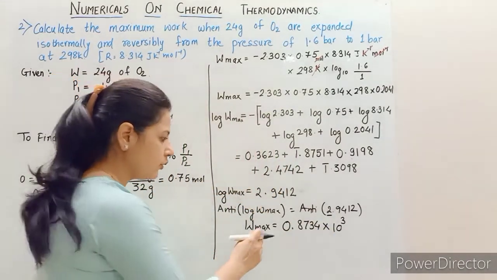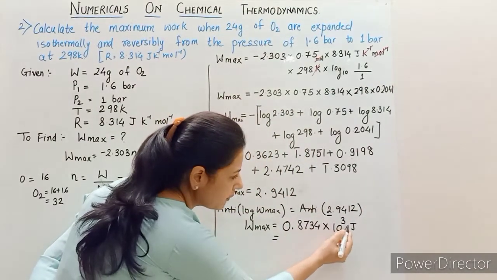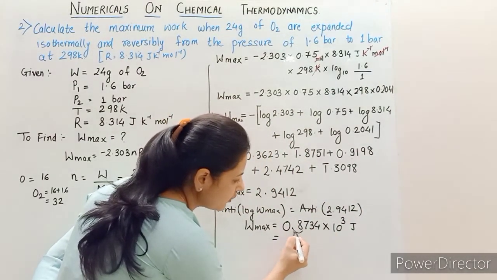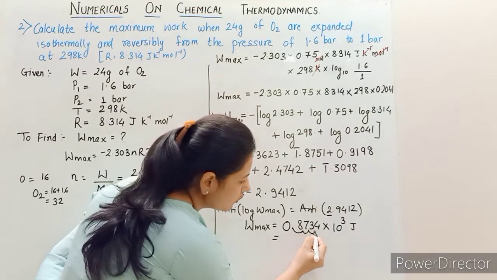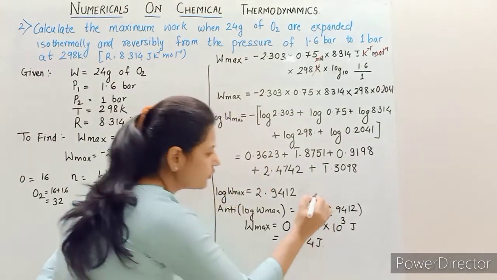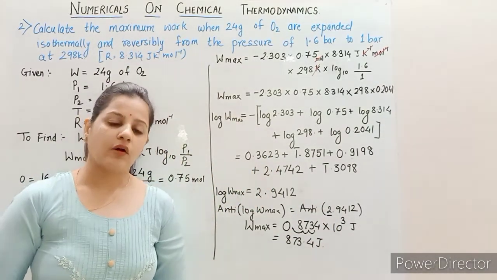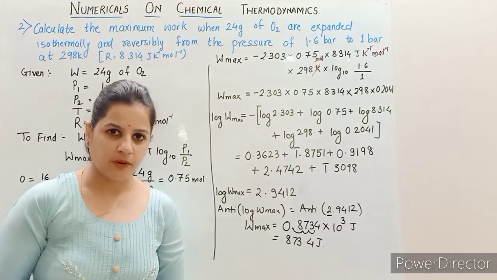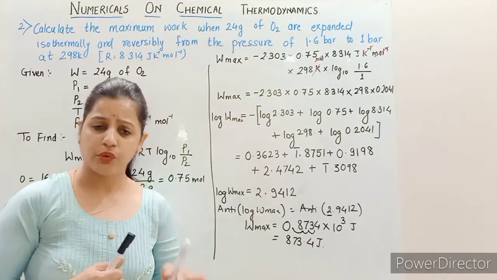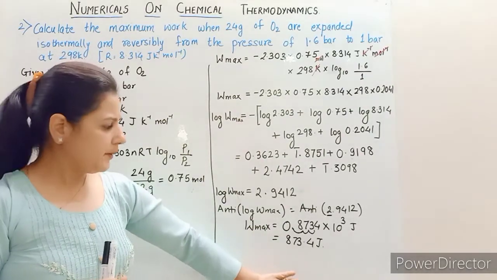8734. So this much joules is your answer. Let us simplify this a little. Here it is +3, so I will move this decimal 3 places over here: 1, 2, 3. That means 873.4 joules. So this is my answer. In this way you can solve the W max numerical by using the log. Try to use log only to solve this numerical so that you will not make any mistake.